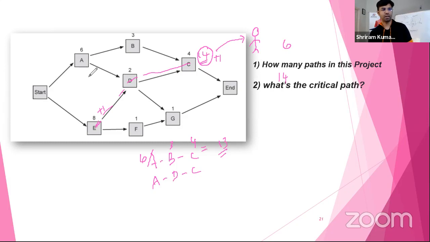Whereas for other paths, let's take the example of 6 plus 3 plus 4, it's going to be 13. 13 is the path here. Even if I delay one day here, plus 1, it will be 14. Still, I'm within the timeline. But if one more day is added and it becomes 15, this path will turn into the critical path, and EDC will turn into a non-critical path, right? So that's the message here.